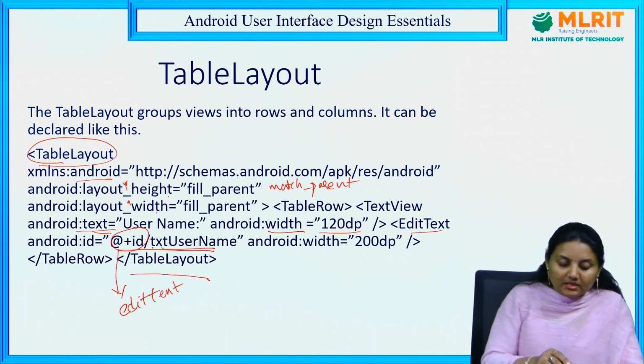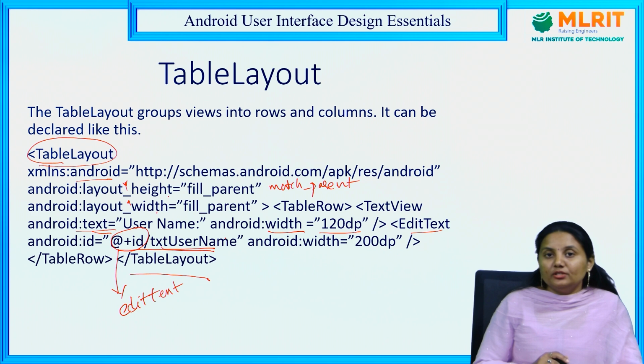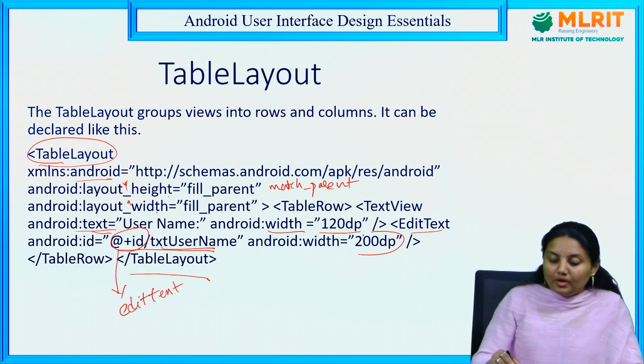So here the ID name of the text view will be text user name. Okay, the text user name, what will be the size of the data when the user is entering? The text size will be 200 dp.